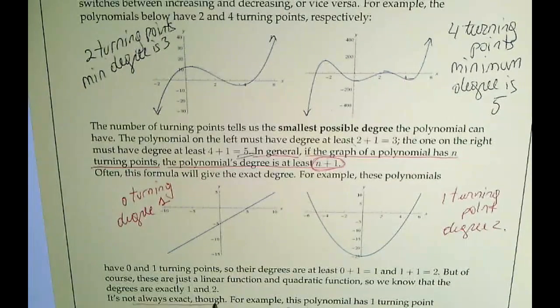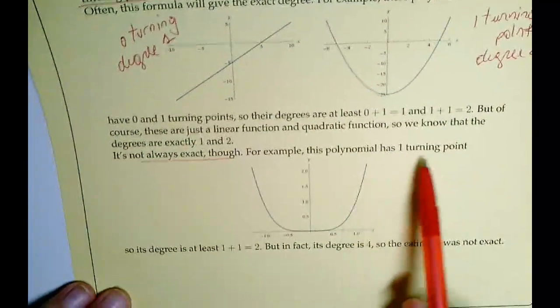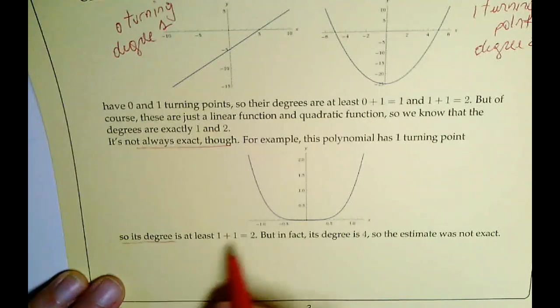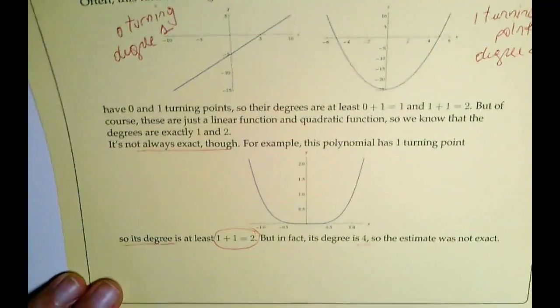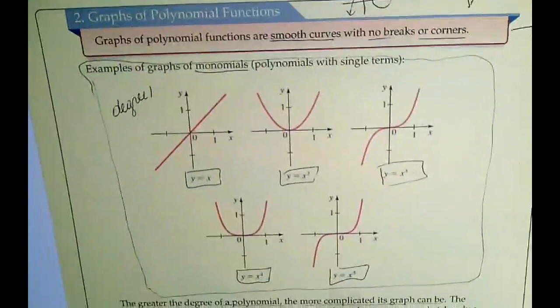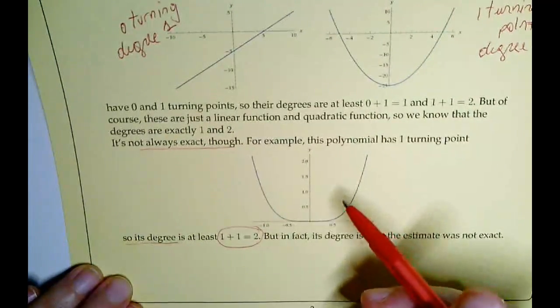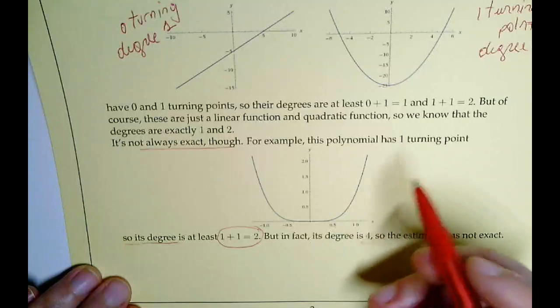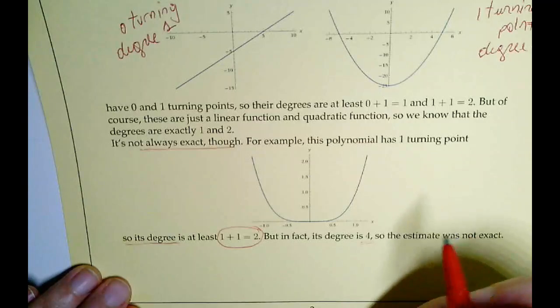It's not always the exact formula, so keep in mind that it just gives you a lower estimate. So for example, this polynomial right here has 1 turning point, so its degree is at least 2, but in fact the degree of this one is 4. This is this one right here, where the degree is 4 because it's flatter at the origin. So the fact that it has a certain amount of turning points can just help you decide what's the minimum degree of the polynomial that is graphed.